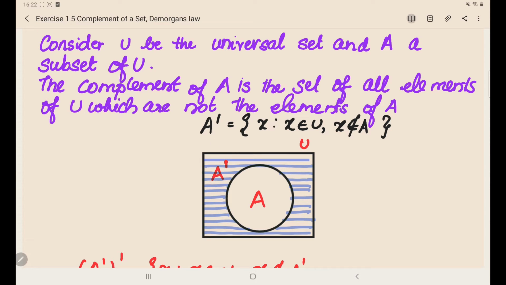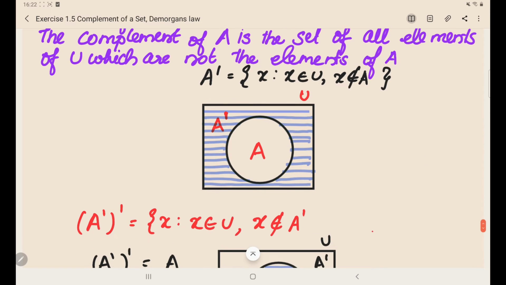If you write it in set builder form, you can write A complement as the set of x such that x belongs to the universal set, that is, x is an element of the universal set, but it does not belong to the subset A. So complement is nothing but all the elements outside the subset A, or you can also say that the complement of A is the set of all elements of the universal set which are not elements of A. So A complement is what here? The blue shaded portion, right?